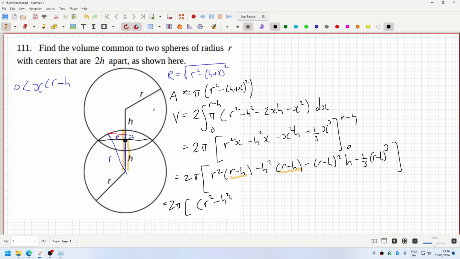So I can definitely take that out, r minus h times r squared minus h squared. And r squared minus h squared is r minus h times r plus h. And then that's minus r minus h squared h minus 1/3 r minus h cubed. So r minus h, r plus h.